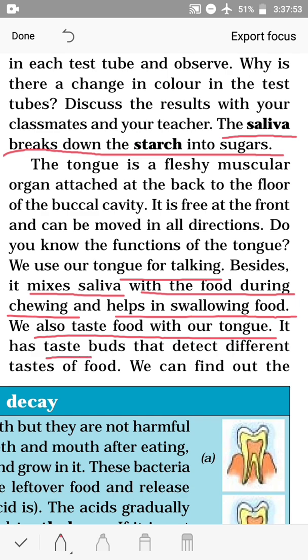So the function of tongue, it helps in talking, but besides this, it mixes saliva. Saliva, right now we read about, secreted by salivary glands, helps in digestion also and makes the food soft and easy to swallow. And tongue helps in mixing the saliva with the food during chewing and helps in swallowing the food. We also taste food with the help of our tongue, because it has taste buds that detect different tastes of food.